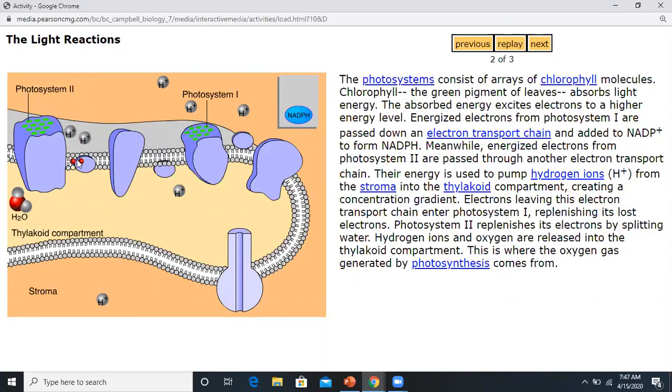So watch what happens here. We get these electrons. It's showing the electron transport chain. Protons are getting pulled inside the thylakoid. So the pH inside a thylakoid is relatively low because there's a lot of protons.